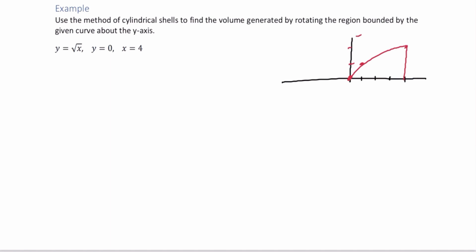We want to rotate this about the y-axis. When we do that, it's going to wrap around here to the left and look something like this.